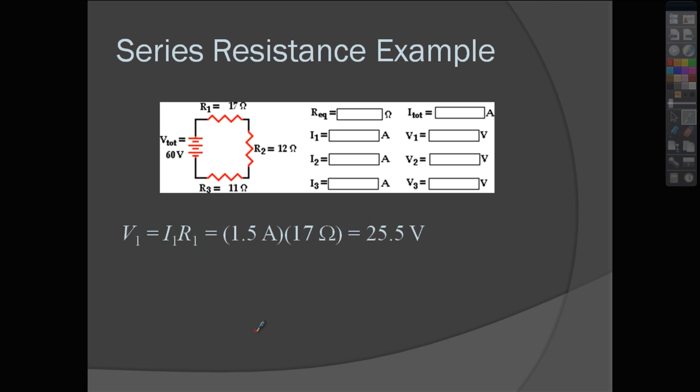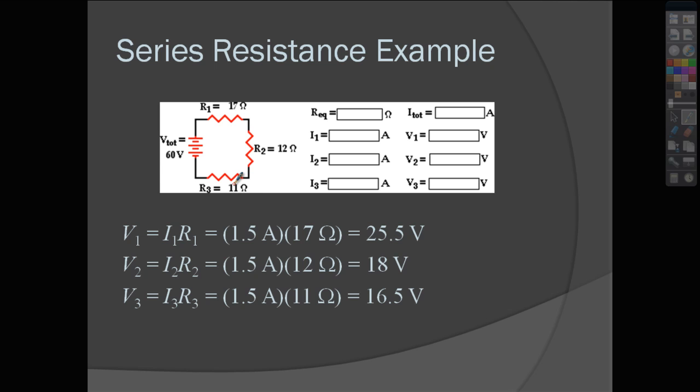However, the voltage is going to be different. You have to find the voltage across each resistor. So the voltage for this first resistor is going to be the current across the resistor times the resistance of the resistor. So 1.5 amps times 17 ohms, you get 25.5 volts. Do the same for V2, you get 18 volts. And the same for R3, and you get 16.5 volts. If you add all these up together, you do in fact get the total voltage of 60 volts.